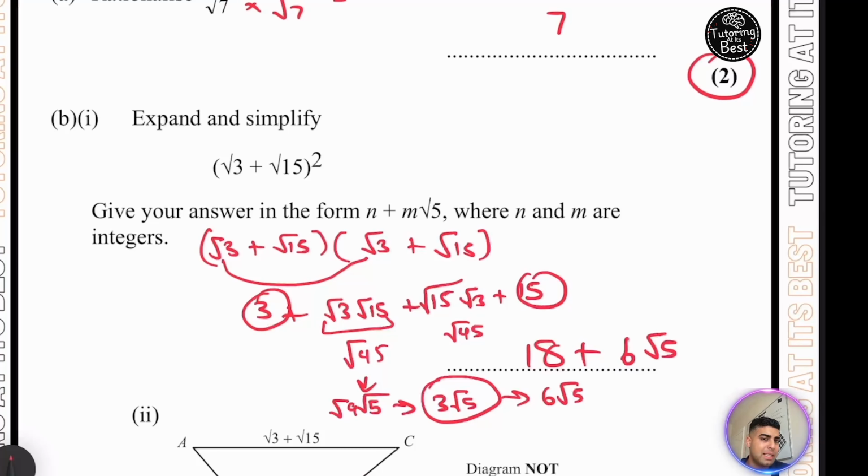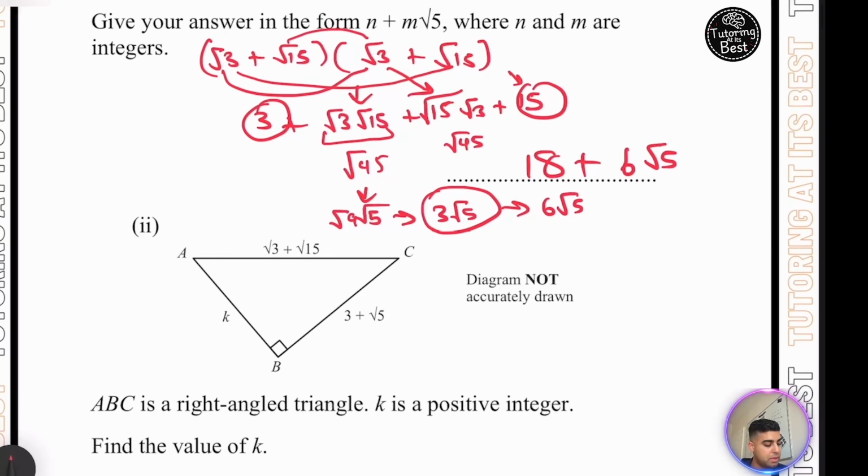All I've done is expand the brackets out. As we know, 3 and root 15 will give us this, but 15 and root 3 will give us root 15 root 3. And then root 15 and root 15 is root 225, which gives us 15. We just simplify it and we're good to go. And it's also in the form of n plus m root 5. Marvelous. Okay, let's move over to part II.